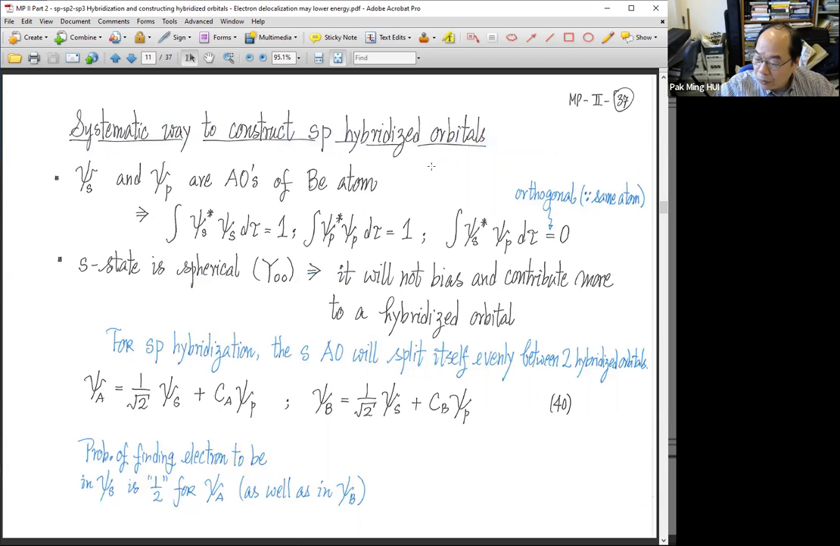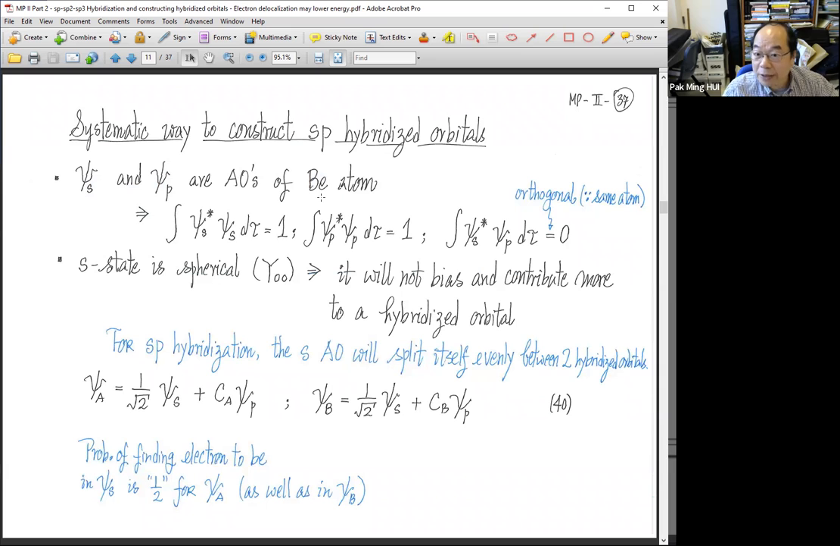Later on, you will use this way to construct sp2 hybridized orbitals as well as sp3 hybridized orbitals. By systematic, I mean mathematically systematic. Okay, so let's see. I would like to finish this part before we end today. Now we have the s and p orbitals from the beryllium atom.